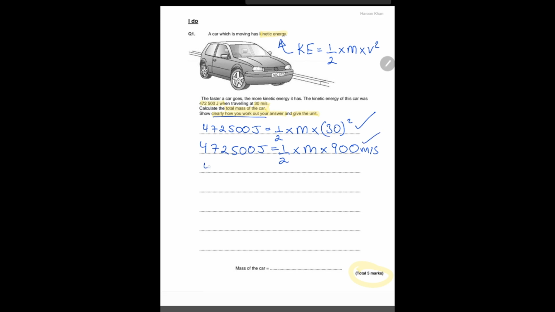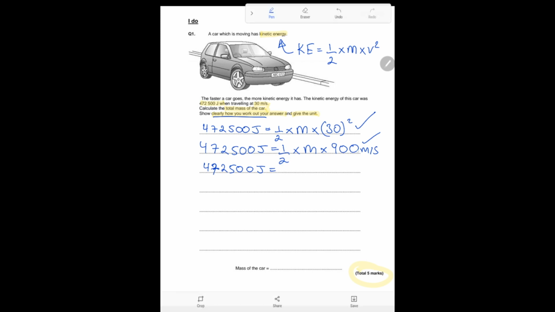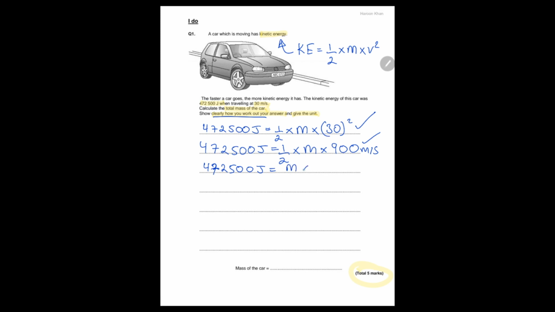Then I'm going to do 472,500 joules, but now I have a half there and 900. So if I multiply the half by the 900 and I leave the mass on its own because I don't know that yet, I'm going to get mass times 450. And we'll just leave that as meters per second.